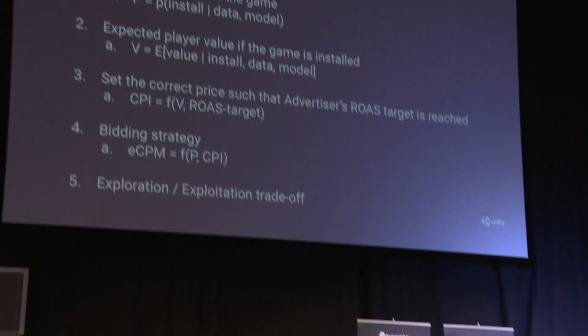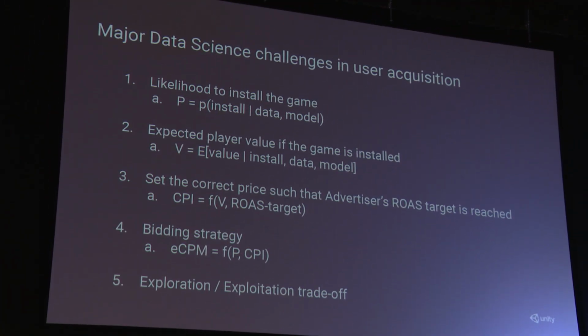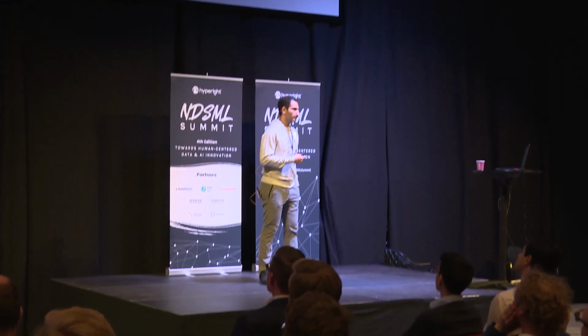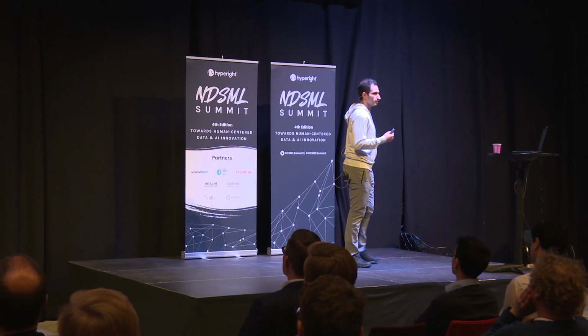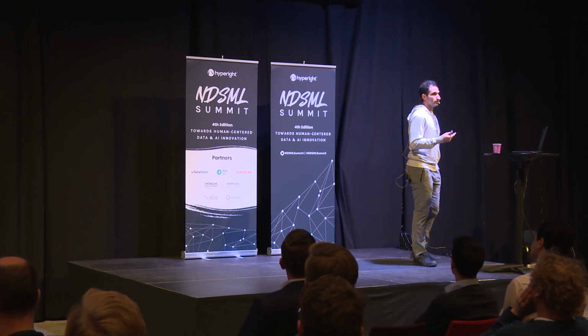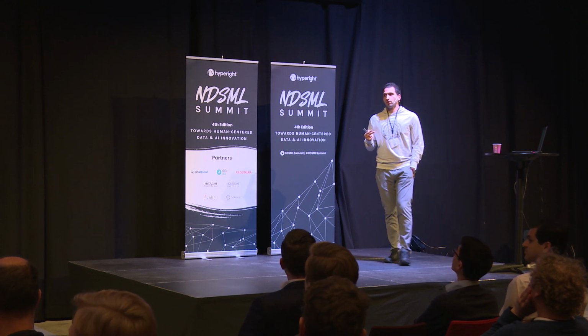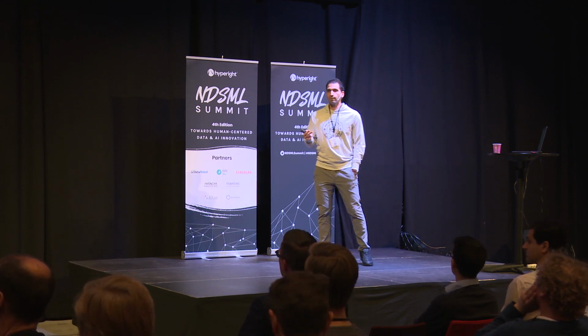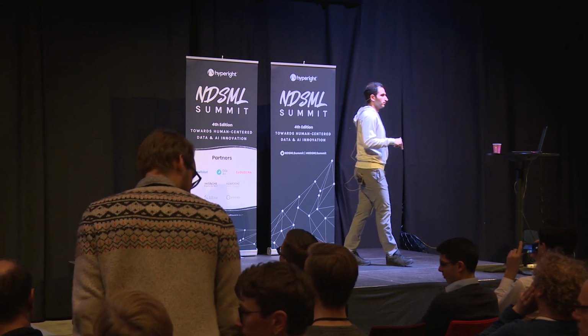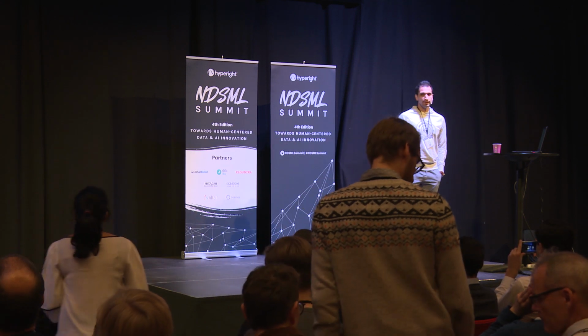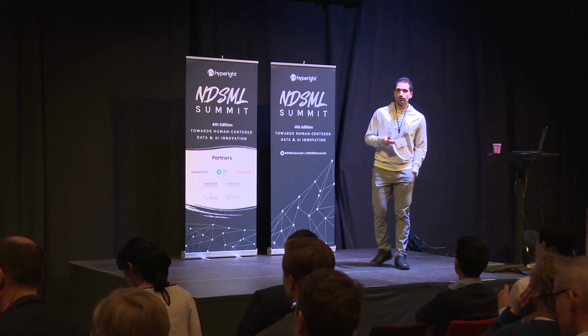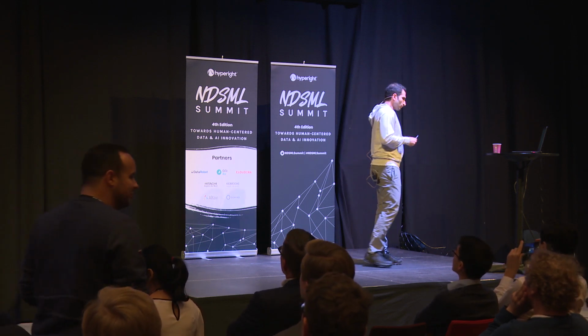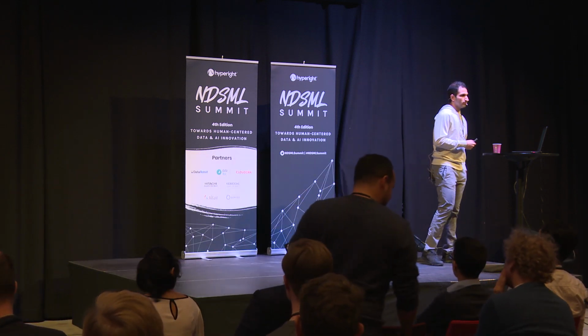But what are the major data science problems that we have in a mobile ad network? So in a mobile ad network, there are two main players, and I'm going to talk about them a lot. We have the advertisers, or people who want to show the ad, and we have the publishers, or basically the games that show the ad. And in between, there is Unity. But what are the problems that we are trying to solve?